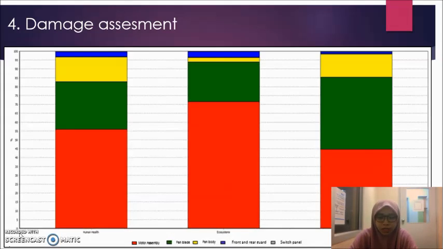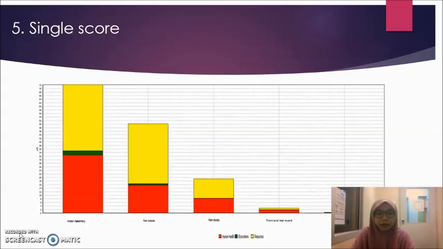Next is damage assessment. Damage assessment consists of three, which are human health, environment, and economic. From the slide, the motor assembly contributes the highest, which is 75%. Proceed with the fan blade, which is 35%.